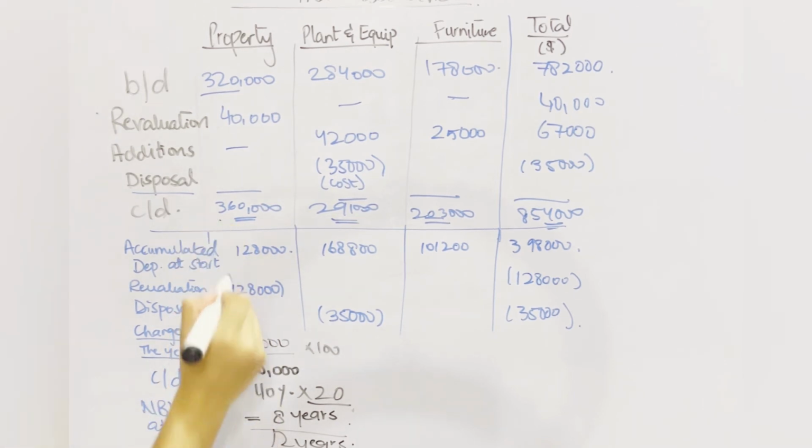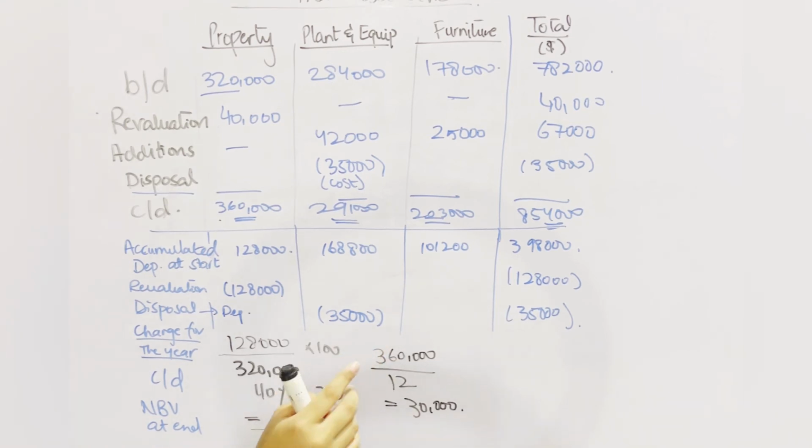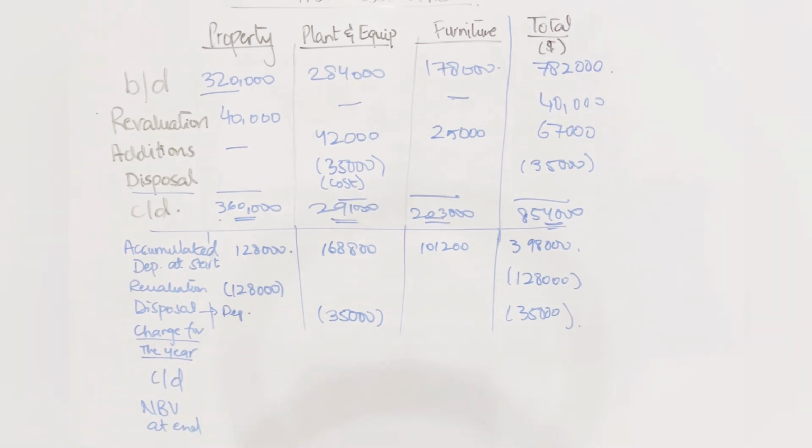Now on 360,000, the new value, you'll be dividing it by 12 and you will get the answer as 30,000 depreciation per year. Is that clear? Because it is straight line. 8 years have been depreciated, the remaining 12 years are left, for which you will charge yearly depreciation on the new revalued amount, and hence it will be 30,000. So we'll just state the value here as 30,000. I hope this is clear.